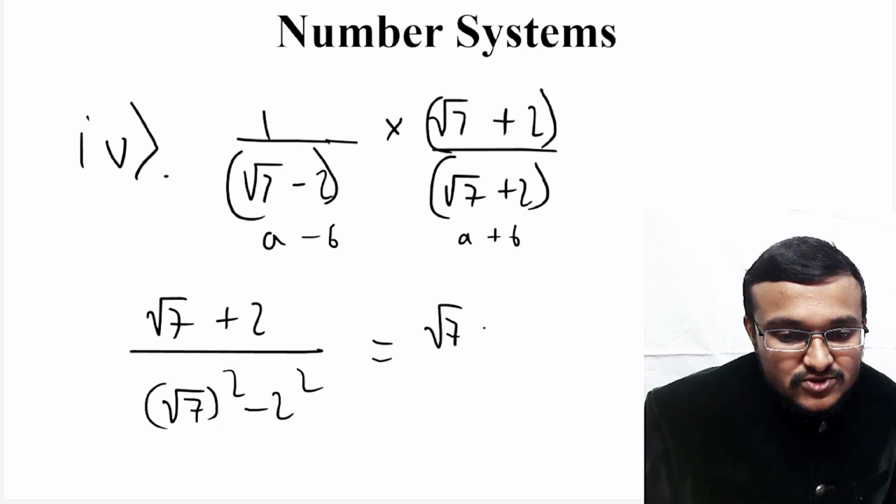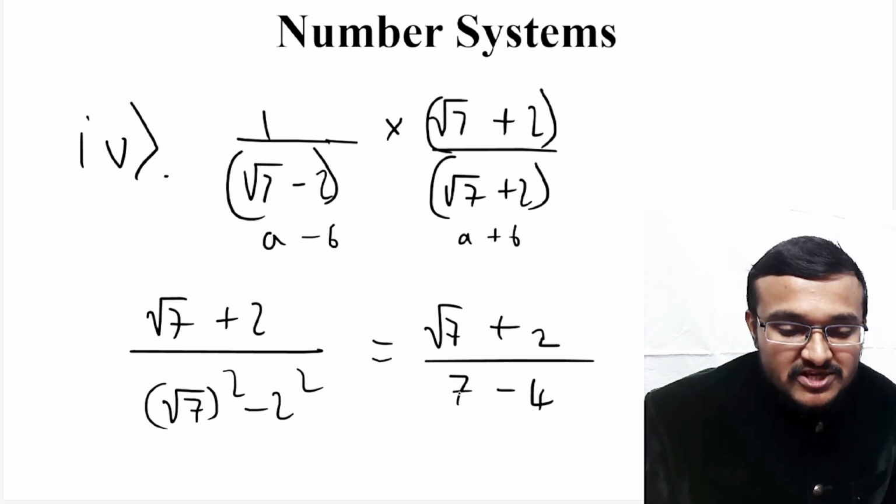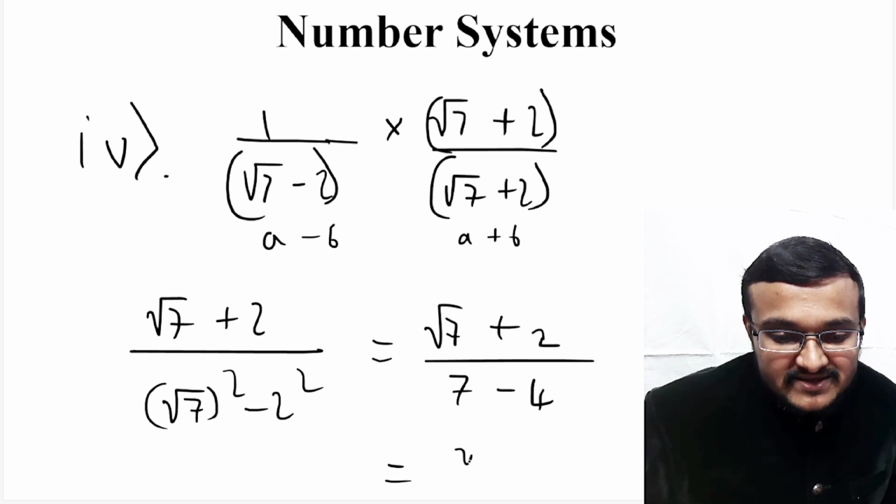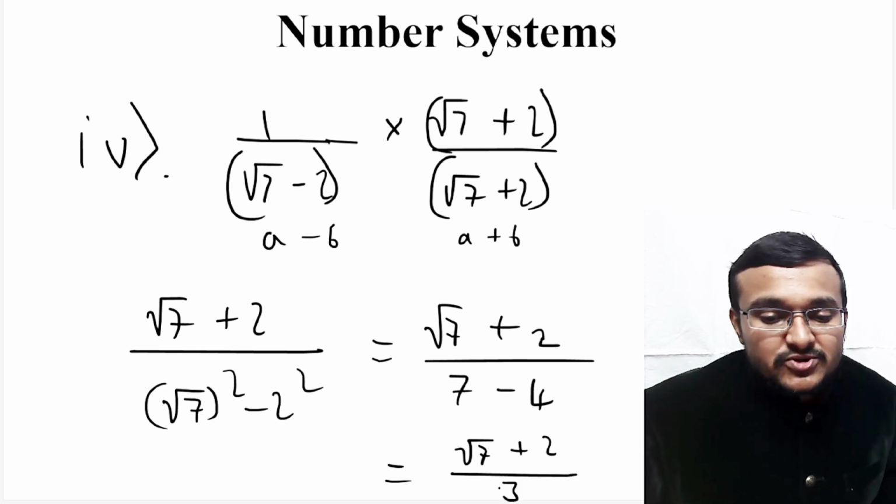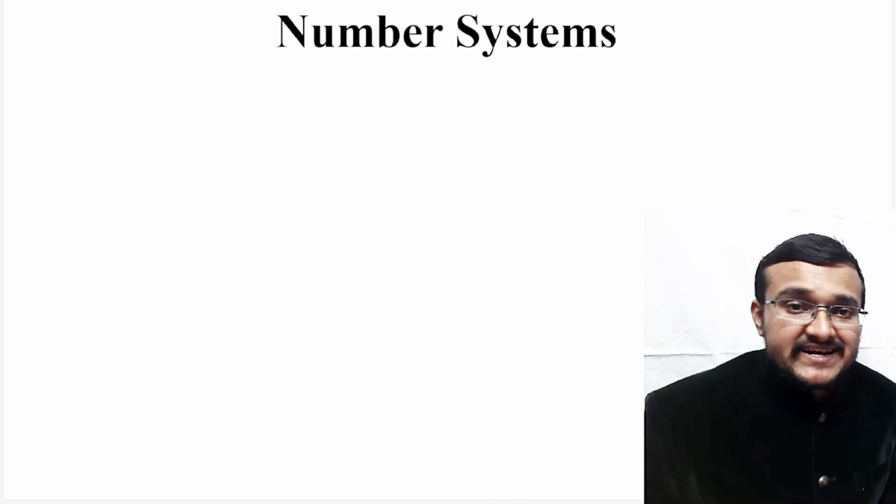So this is equal to root 7 plus 2 divided by 7 minus 4. 2 2s are 4. So 7 minus 4 is 3. So root 7 plus 2 divided by 3. So here you can clearly see 3 is a rational number. So we have rationalized the denominator. So this is all there in this particular video.